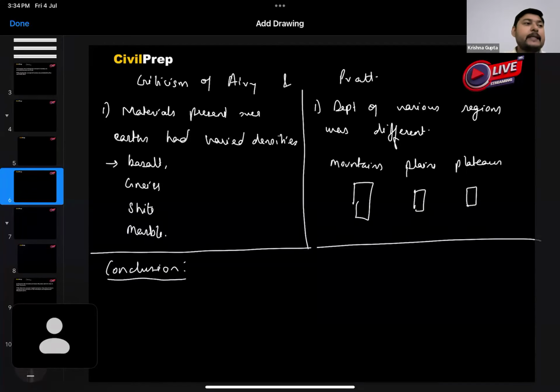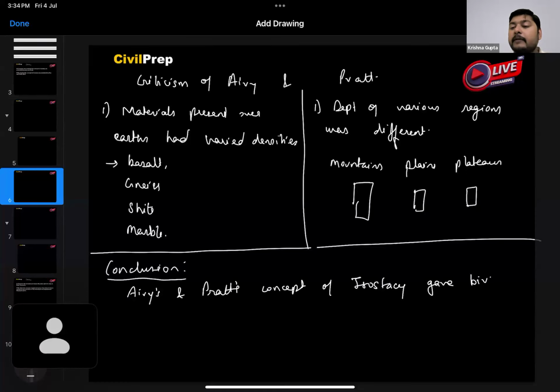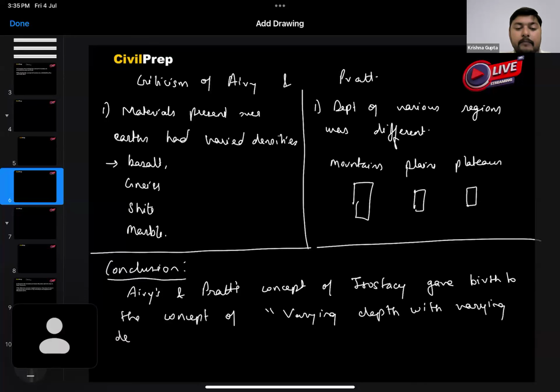So under the conclusion part, we'll be seeing that Airy and Pratt's concept of isostasy gave birth to the concept of varying depth with varying density. Okay, varying depth with varying density.